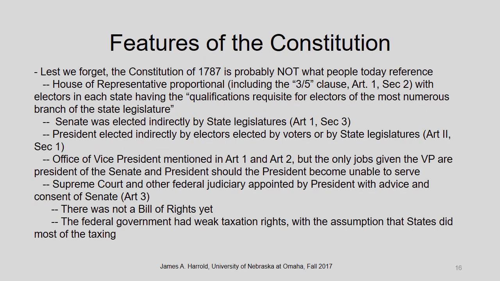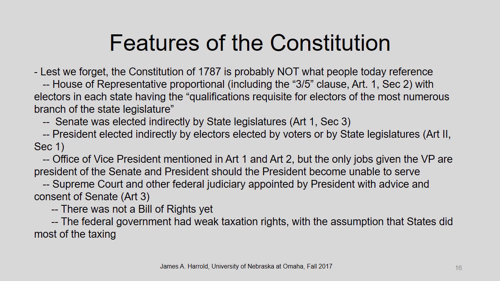And so here's some features of the Constitution. One thing to keep in mind is, a lot of people speak of the Constitution as if Moses brought it down, with the Ten Commandments, from the mountain. And I'm not trying to belittle that, but what I'm saying is that the Constitution that a lot of people reference is probably not the Constitution that we see today.